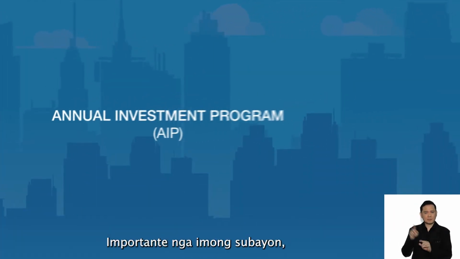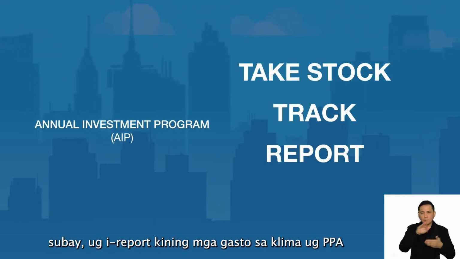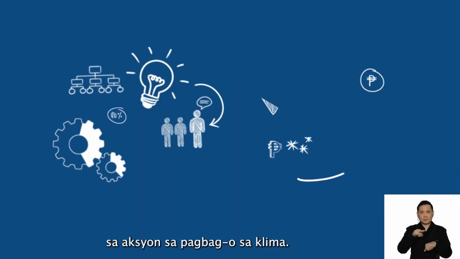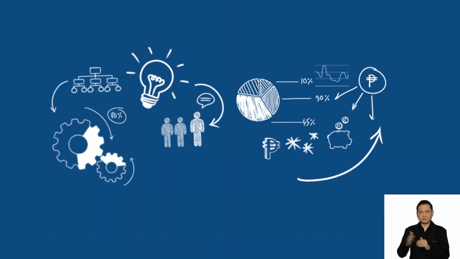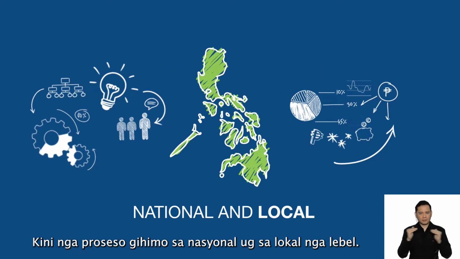It is essential that you take stock, track, and report these climate expenditures and PPAs in the local budget, aligning with the National Climate Change Action Plan. This process is done both at the national and local levels.